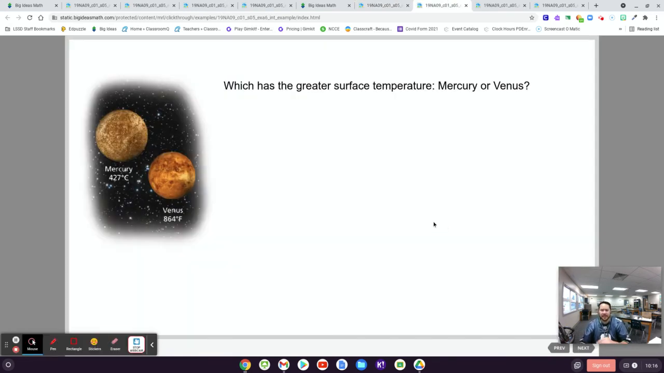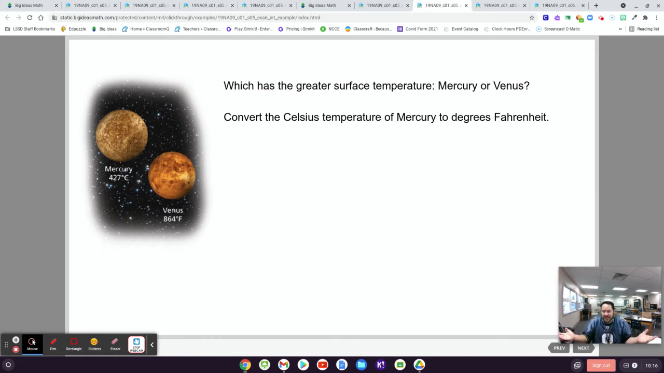So now use that simplified equation for Fahrenheit to figure out which one's hotter: Mercury at 427 degrees Celsius or Venus at 864 degrees Fahrenheit. All right, so work this out on paper, or you can guess. It's a 50-50 shot.